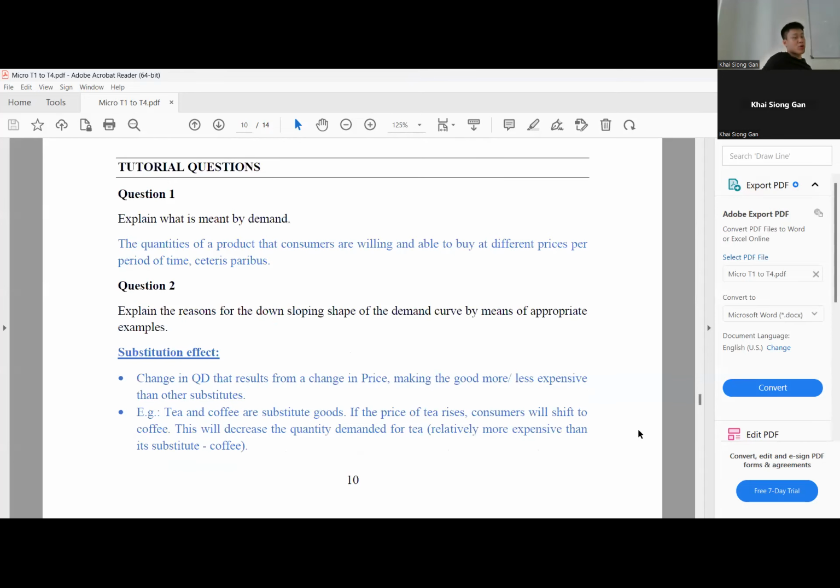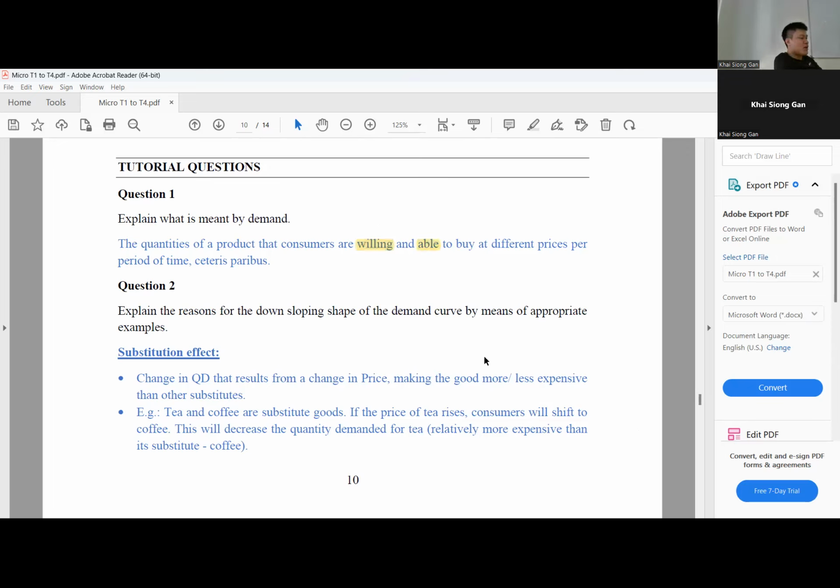We are going to go through this very quickly right now, because whatever I went through just now in the recap are basically already the answers that you need to know for your tutorial questions. Question 1, what is demand? Definition. So what are the two words that I want to refer to? Willingness and the ability to buy.